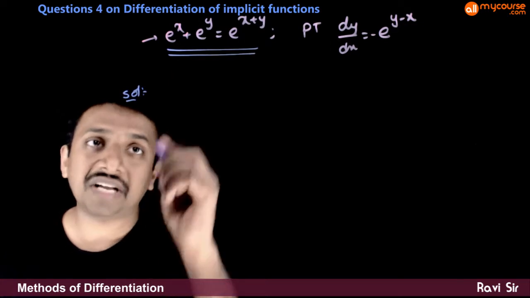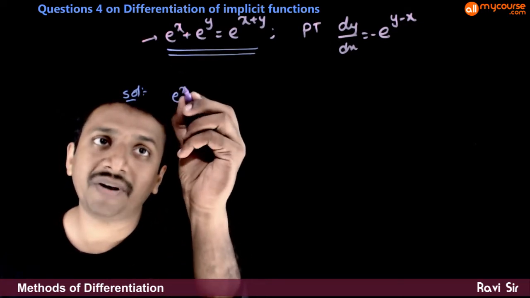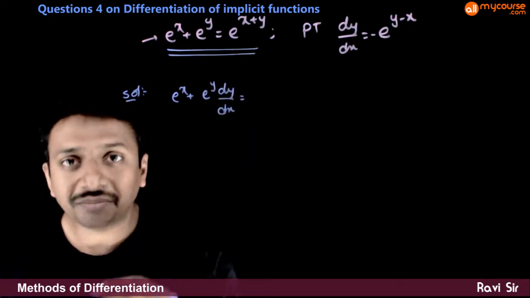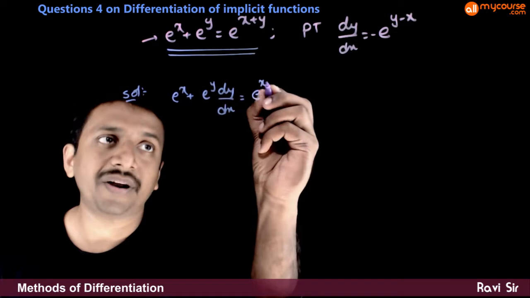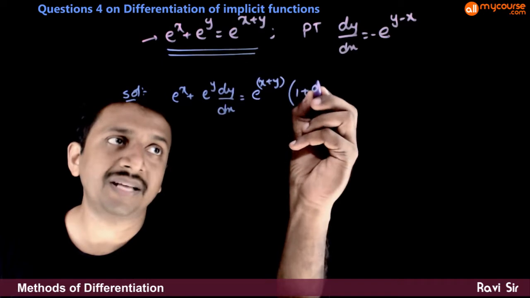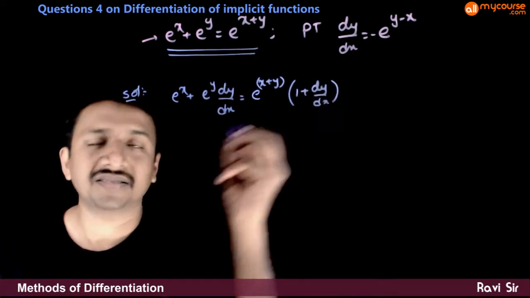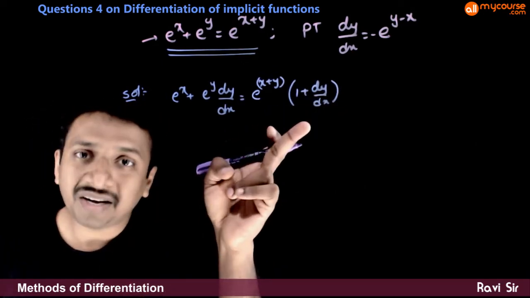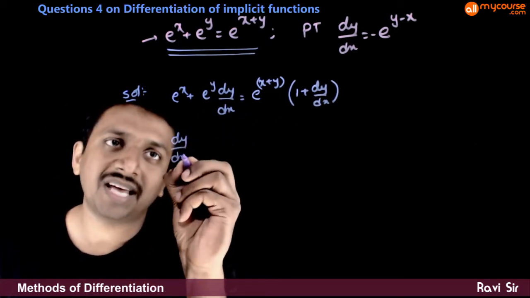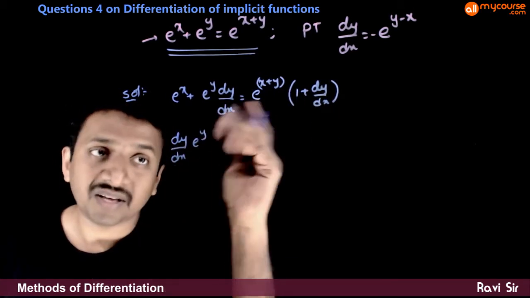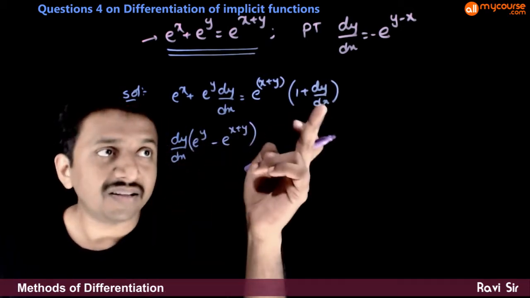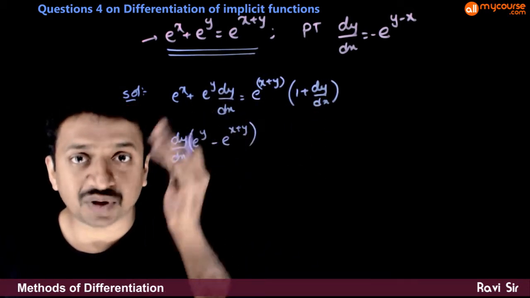If you do the differentiation directly with respect to x, you get e^x + e^y dy/dx is equal to, so what is the differentiation of this? e^(x+y) times the differentiation of x + y, which is 1 + dy/dx. So if you bring the dy/dx terms onto one side, you get dy/dx times e^y minus e^(x+y), right?